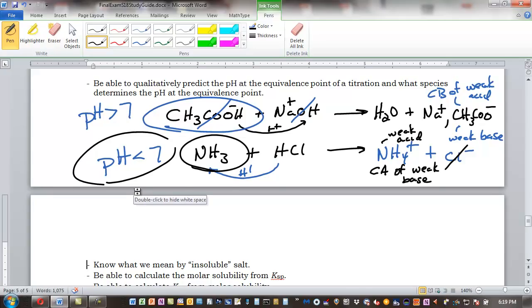Okay? So strong acid, strong base, pH is 7 at the equivalence point. Weak acid with a strong base, the top one, will be basic because of the conjugate base. Make sure you know why. And then this one, a weak base with a strong acid, will be acidic, but it's not because of the HCl, it's because of the conjugate acid of that weak base. Okay?